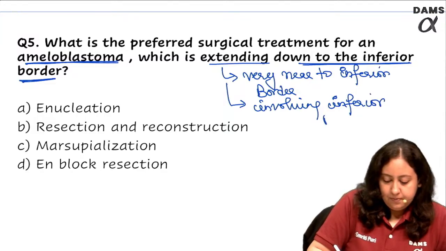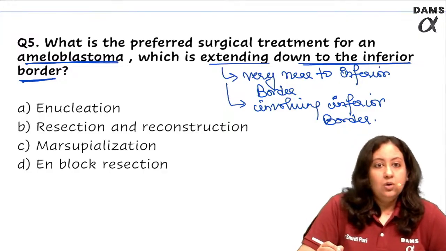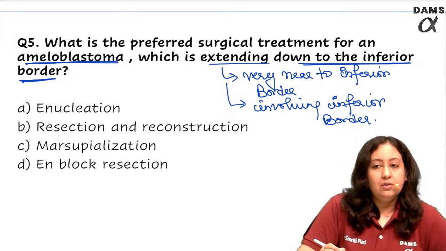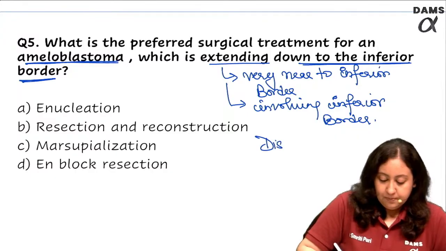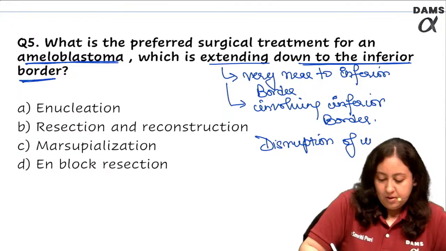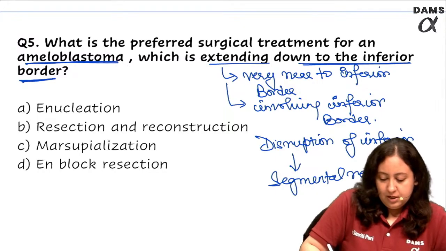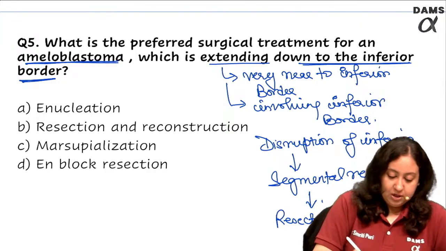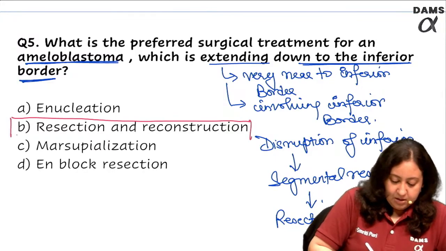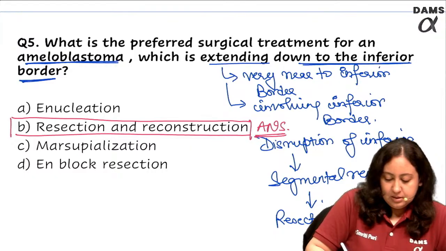Alright. So in this case, the question is indicating that we will have to sacrifice the inferior border. Alright. And when we cause a discontinuity or disruption of the inferior border, then it becomes segmental resection. Also sometimes simply known as resection. Okay. And when you cause a discontinuity or disruption in the inferior border, you will have to reconstruct or restore the inferior border. So the correct answer is option B, resection and reconstruction. This is the correct answer.